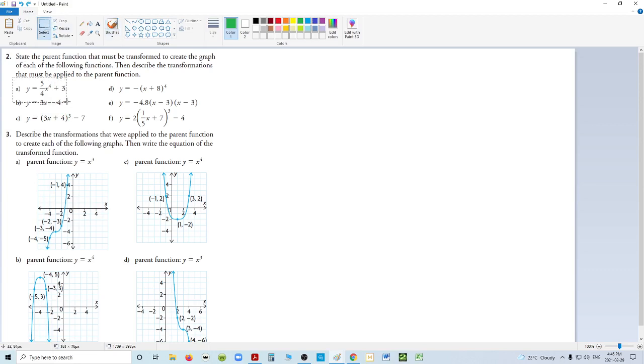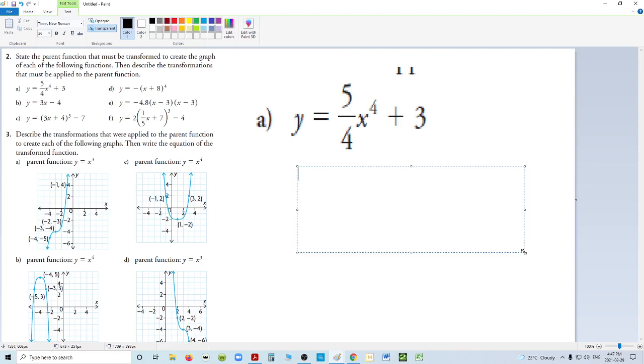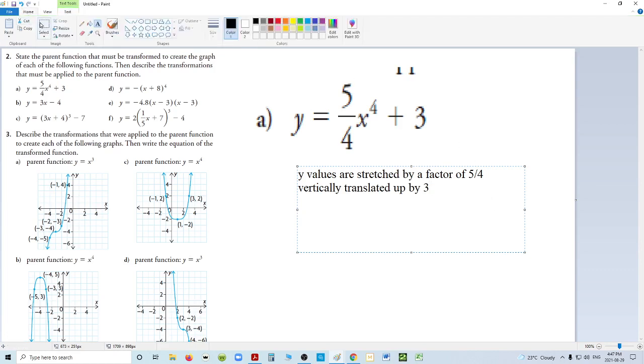So when I'm looking at this, the parent graph here is a quartic, and the transformations that are going on is this. There's no translation to the x, so my y values are stretched, because 5 over 4 is bigger than 1, by a factor of 5 over 4, then vertically translated up by 3. I should have said vertically before. That's it. That's all that's happening in this one. Next one.